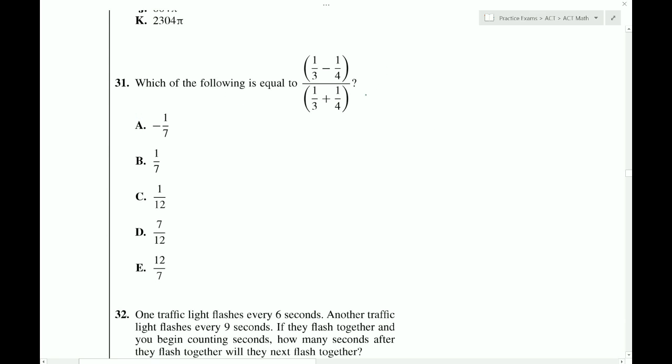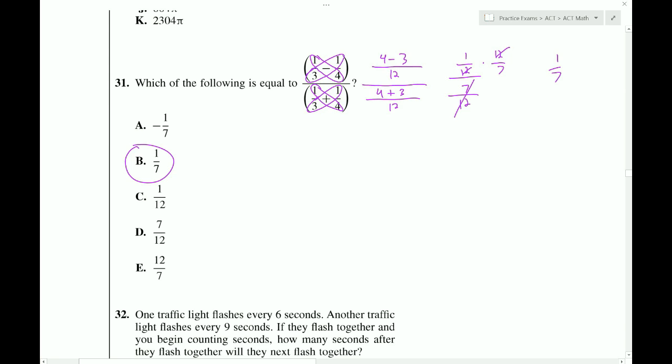Alright, which of the following is equal to this? For these, I do my cross multiply method. So I'm going to do this first. 1 times 4 is 4. Then I put the symbol in the middle, minus. I do the other diagonal here, which is 3, and divide by the product of the denominators, which is 12. Same thing for the bottom. 1 times 4 is 4. Then I put the symbol in the middle, which is plus. And then 3 times 1 is 3. Divide by the product, which is 12. So this is just 1 over 12, and this is just 7 over 12. Then I do a keep change flip, making this 12 over 7. The 12s cancel out, and I get 1/7. Of course, you could have done it in the calculator too.